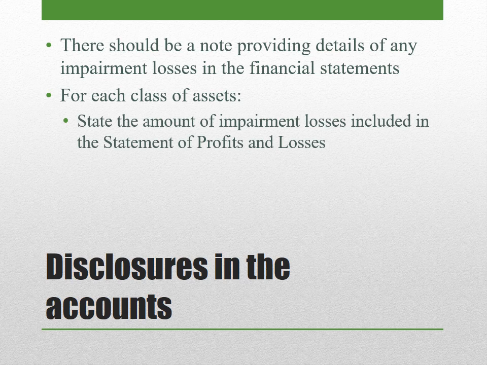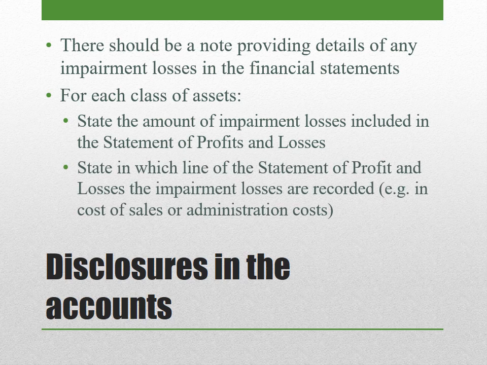But for each class of asset, we would state the amount of the impairment losses that are included in the statement of profit and loss for the year, and we'd also say whereabouts in that statement of profit and loss those impairment losses are recorded. So we might say that they're included in the cost of sales line, or we might say administration costs, or one of the other lines where these things could be recorded. And that is a brief summary of impairment.